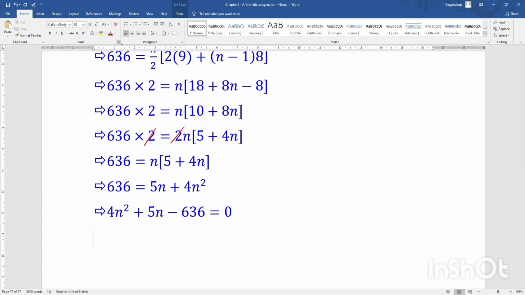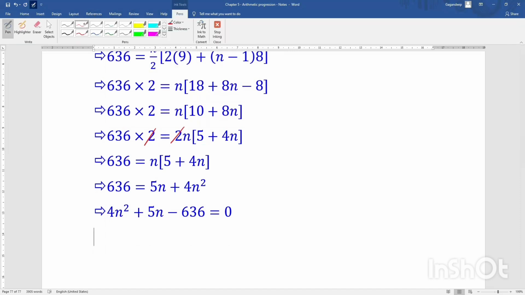Here I'm going to write 4 into 636. Here we have minus 636, so 4 into 636 as such. Then we have a minus sign, which means we have to get two factors which, upon subtraction, give the middle term. The middle term is 5n.